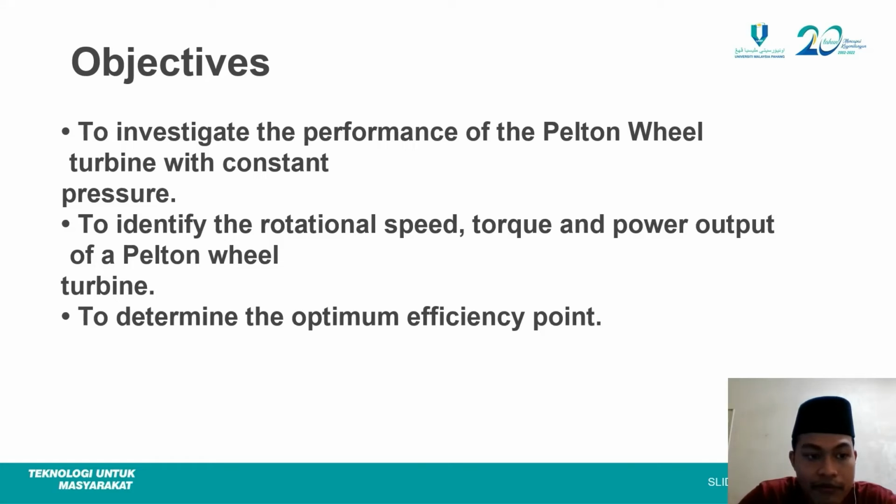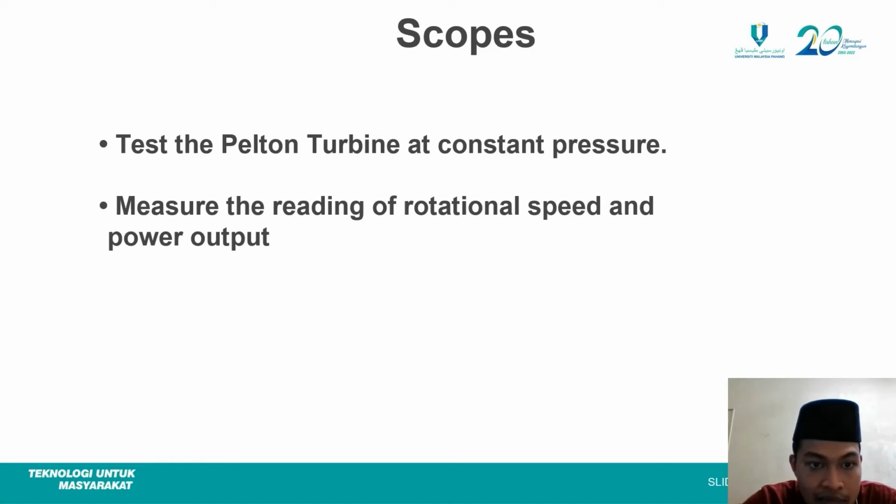For the objectives, we have three. First, to investigate the performance of the Pelton wheel turbine at constant pressure. Second, to identify the rotational speed, torque and power output of the Pelton wheel turbine. And last, to determine the optimum efficiency point. For the scope, first, test the Pelton turbine at a constant pressure. Second, measure the readings of rotational speed and power output.